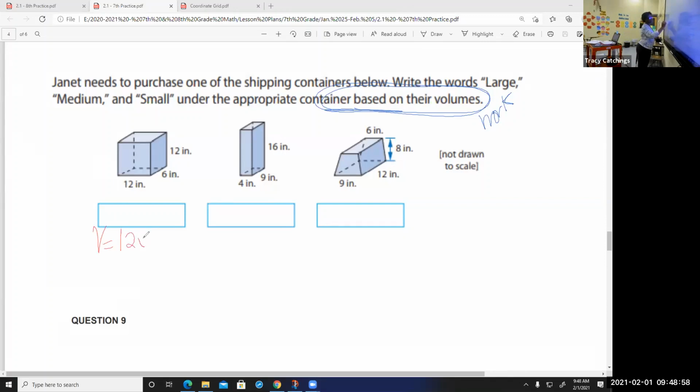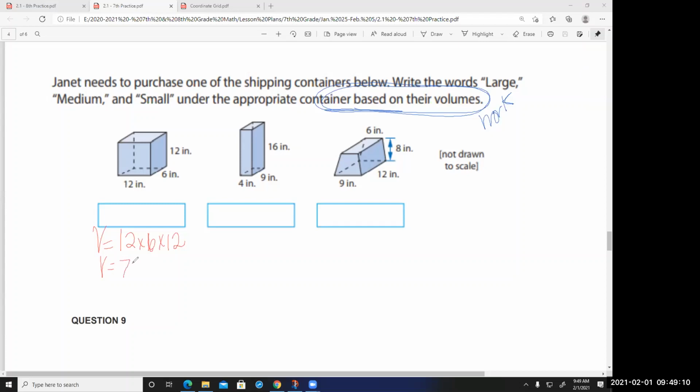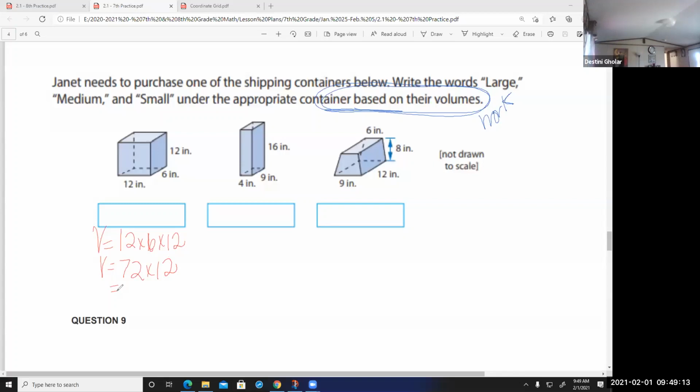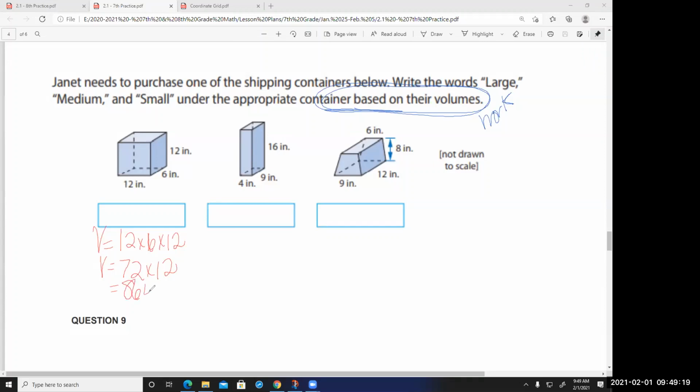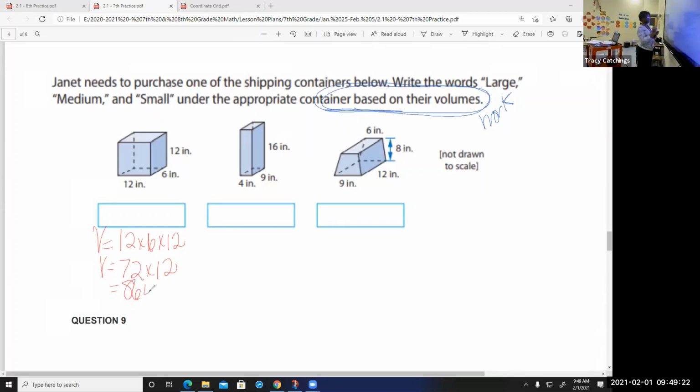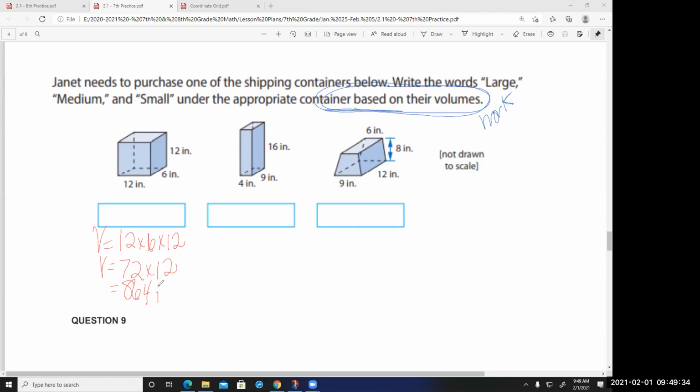All right, the first one is a rectangular prism, 12 times 6 times 12. What's 12 times 6? 72. 72 times 12. 864.